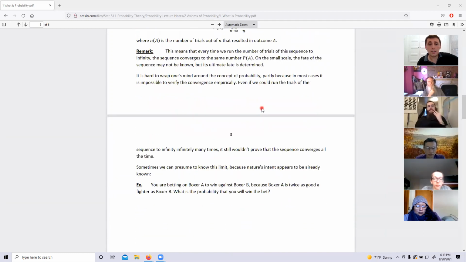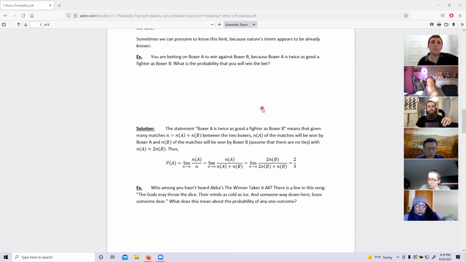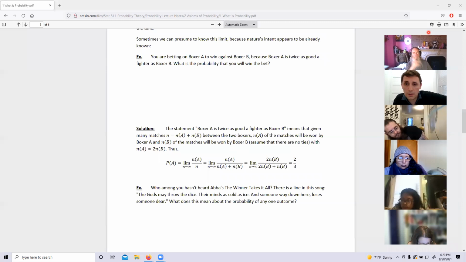So here is a small example of how you might calculate it, guys. You are betting on boxer A to win against boxer B, because boxer A is twice as good a fighter compared to boxer B. What's the probability that you win the bet? So twice as good, guys. Here I assume I know nature's preference.